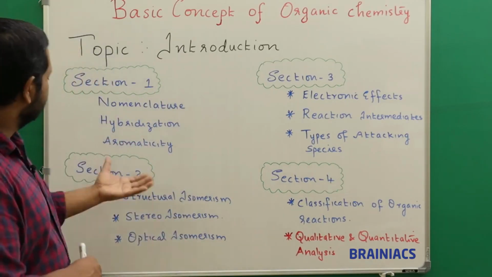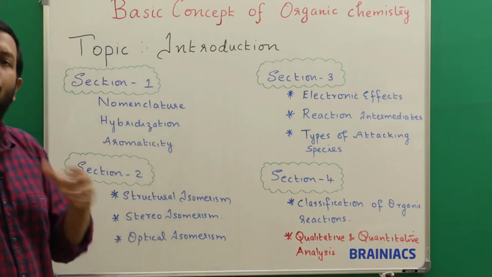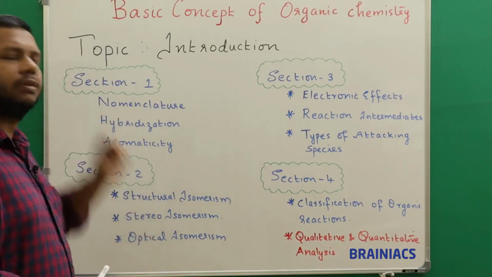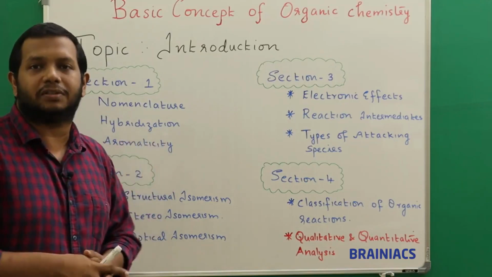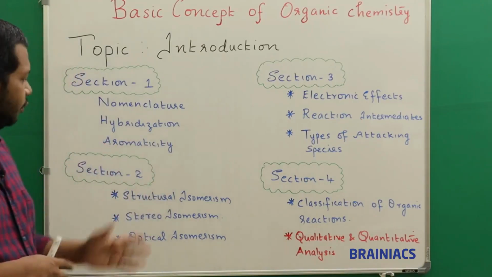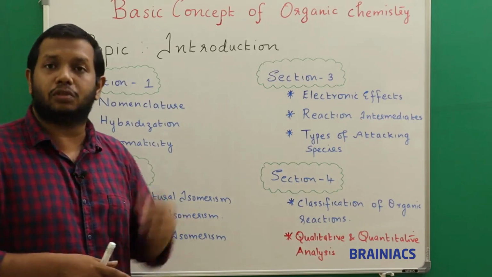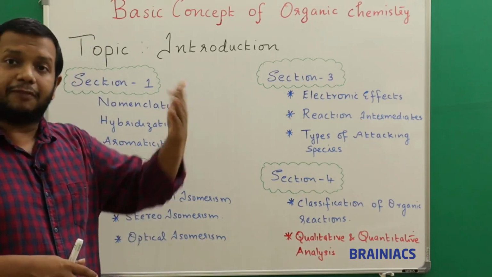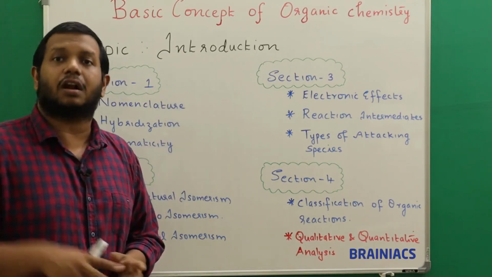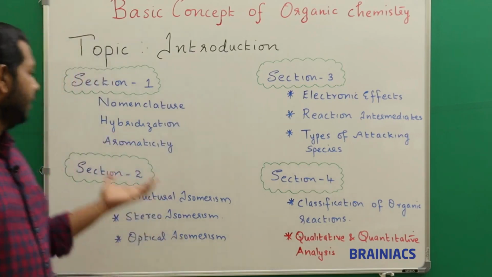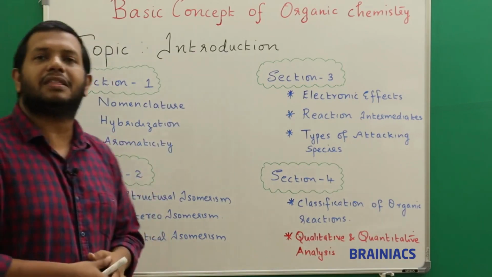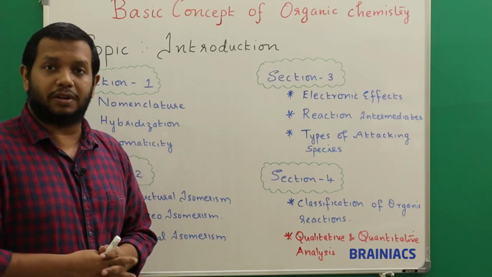Then we go to section 2, which explains the properties of organic compounds. One of the most important properties of organic compounds is isomerism. So what are the different types of isomerism? Structural isomerism, stereoisomerism, optical isomerism. In that, further classifications are there, conformations. So we will go into detail in section 2, which is basically the different types of isomerism.